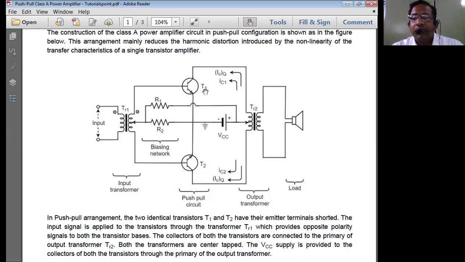Because in one condition, transistor one will be pushed into on, and at the same time the other transistor will be pulled into off. For the alternate cycle, the other transistor will be pushed into on condition, and the first transistor will be pulled into off condition. Pulled means making it down, push means making it up. That we already know. Just because of that reason, we call it a push-pull type of power amplifier.